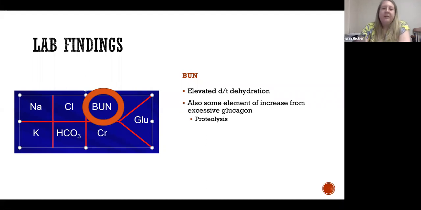BUN tends to be elevated a lot due to the dehydration. Higher BUN levels indicate worsening prognosis for a patient. There's also some element of increase of the BUN just from the proteolysis from the glucagon. So as your body's breaking down amino acids, that's also going to stimulate some BUN production.